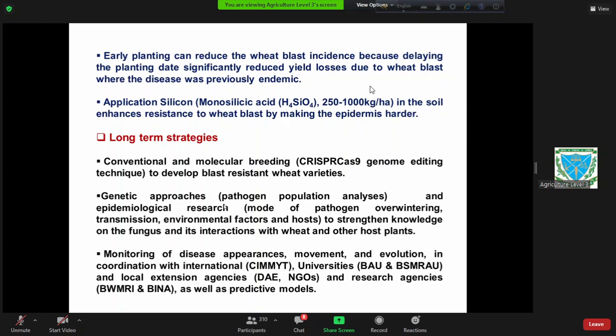In addition, every year need monitoring of the disease appearances, movement, and evolution, okay, in coordination with international Maize and wheat research, CIMMYT, and universities, BAU, BSMRAU, and local extension agencies, DAE, NGOs, and research agencies, BWMRI, and BINA also working with us in these projects. So these are the long-term strategies to manage wheat blast in the country.